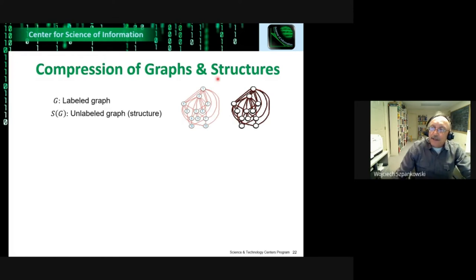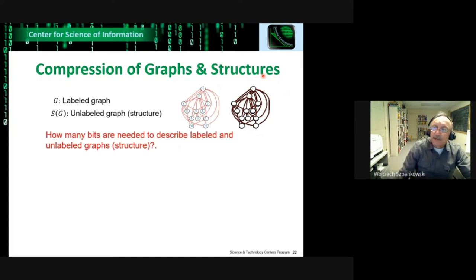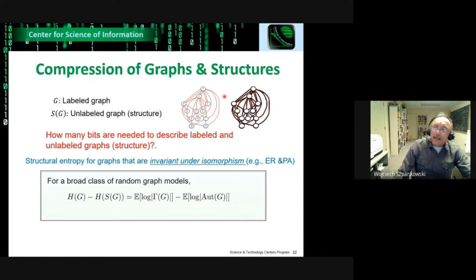I have, you see, a labeled graph and an unlabeled structure. And the question that I'm asking: how many bits do I need to describe a labeled structure and an unlabeled one? Now, you won't be surprised that in both cases, the lower bound Shannon already gave us is the entropy of the labeled graph, which I denote entropy of graph G.